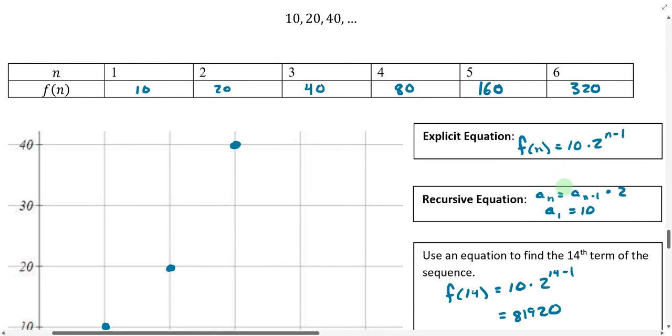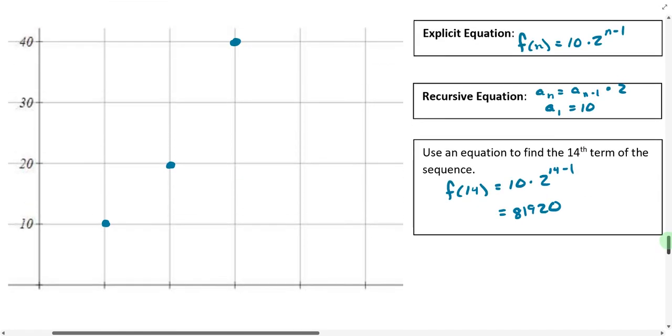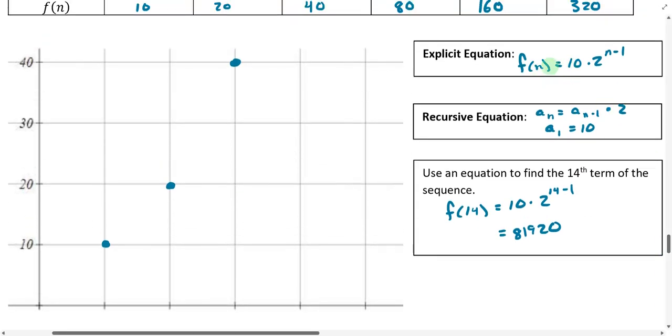All right. Again, for this one, recursive, I went with the a sub n approach. You can see the times 2, that's our pattern that we see in the numbers there with a defined starting point. Okay. And again, to make a prediction, I would use the explicit equation and replace the input with 14.